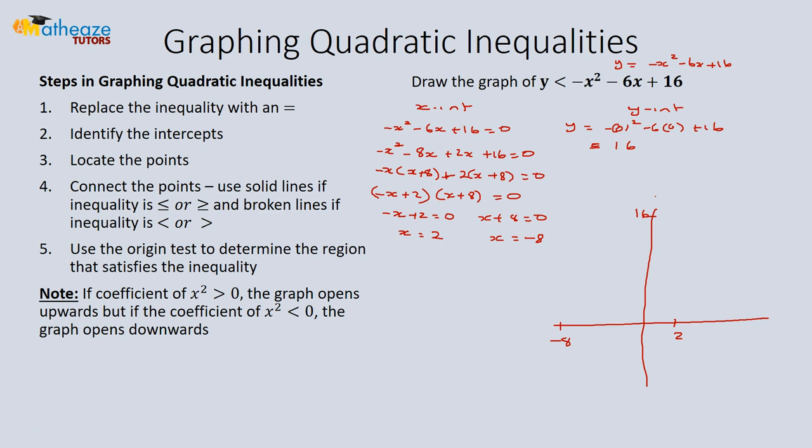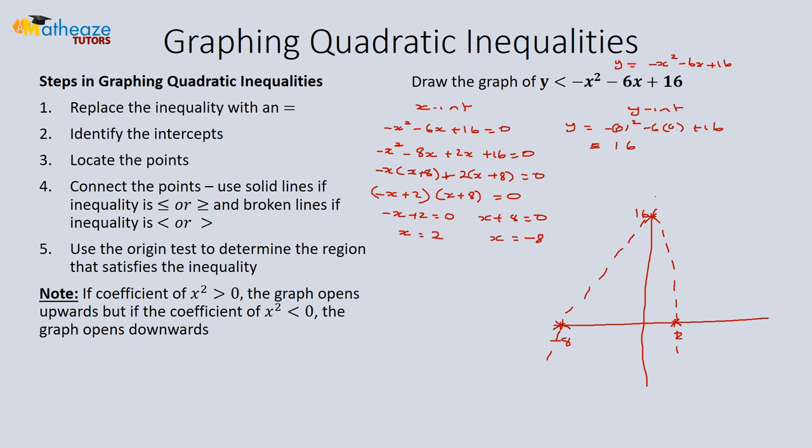So now we're going to plot the points on the graph. So that's this right here, this right here, this right here. And we're going to determine how the graph is going to look and what type of lines we're going to use for the graph. So let's start with the type of line. Because it's a less than without an equal to, we're going to use broken lines. And because the coefficient of x squared is a negative number, our graph is going to open downwards, almost looking like a lowercase n to some degree.